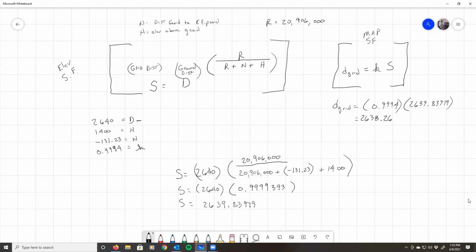So anyway, that's how you calculate a grid distance based off of the map scale factor and the elevation scale factor. And yes, there are practical uses to this. We will be getting more into it in the next video.